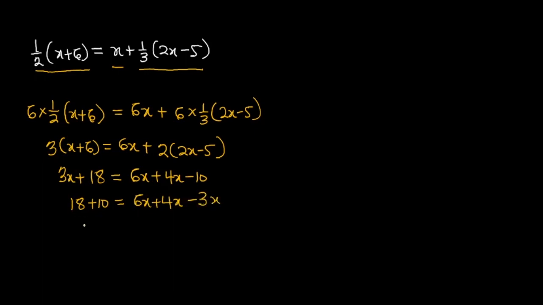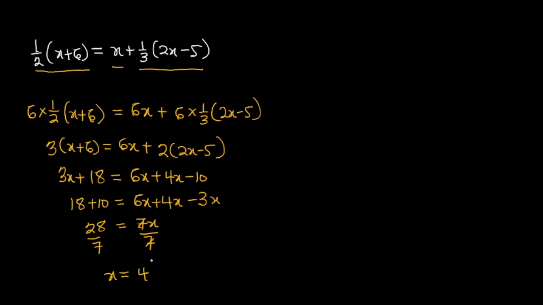So 18 plus 10, this will give me 28, is equal to 6 plus 4, that will give me 10, minus 3, it will give me 7x. So from here, I now divide by the coefficient of the x term so that the x will stand alone. So I divide both sides by 7, and then x will give me 28 divided by 7 will give me the value 4.